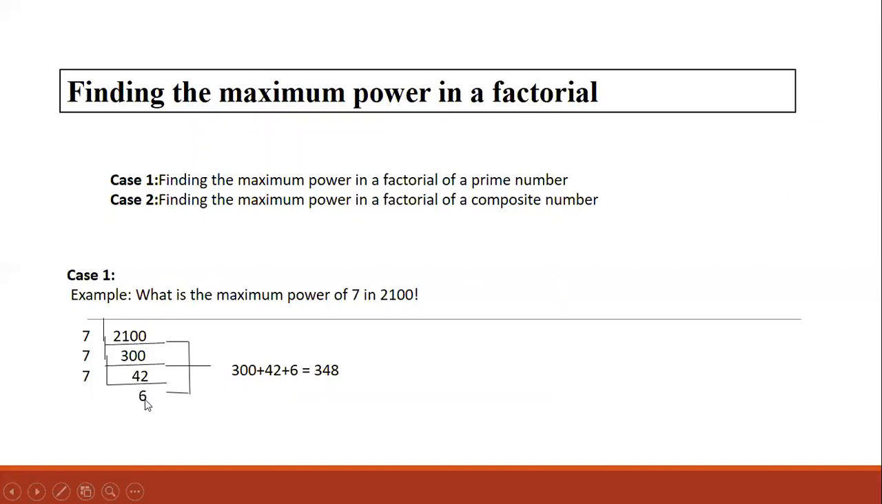So now we can stop the process. After finishing this, we need to add the values below the first value: 300 plus 42 plus 6. So your answer is 348. The maximum power of 7 in 2100 factorial will be 348.